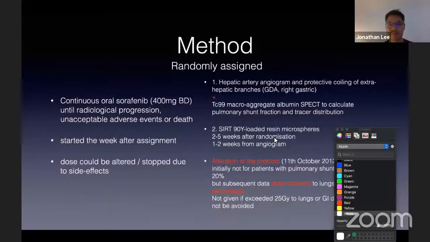Radioactive particles. And usually that would occur within 2 to 5 weeks after randomization.